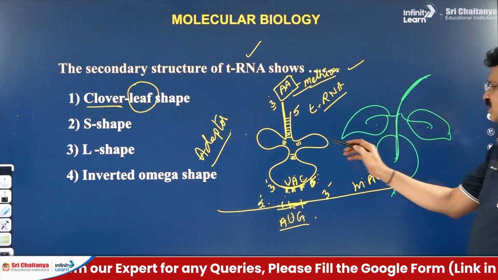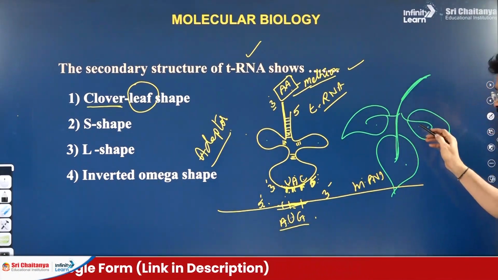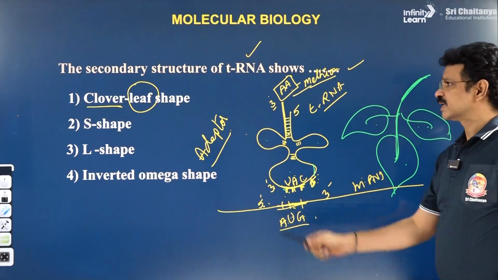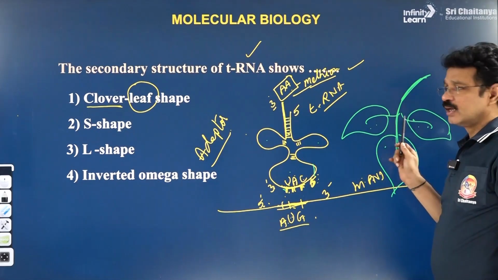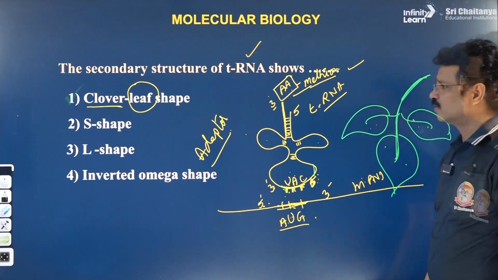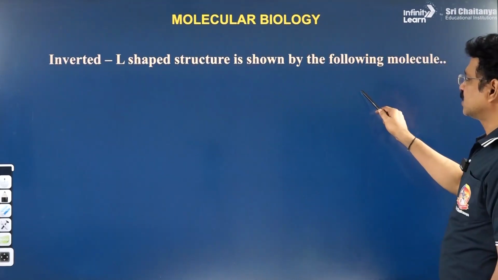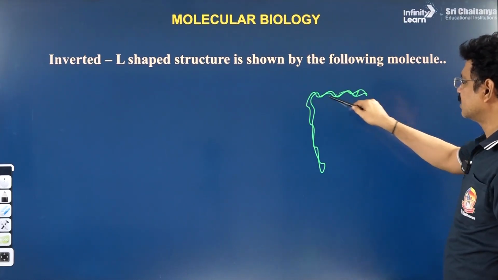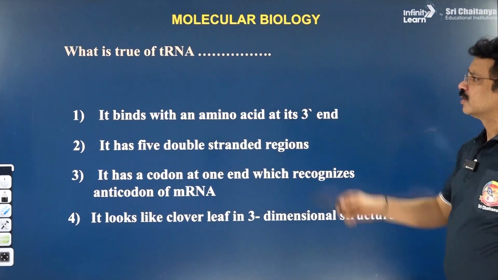These 2 leaflets resemble 2 lateral loops of tRNA. The terminal leaflet of this leaf is representative of this anticodon. So the secondary structure of this tRNA resembles the leaf of the plant clover, hence it is also called the clover leaf shape or the clover leaf model. Okay, for this question, the right answer is the first option. But the tertiary structure of tRNA appears like an inverted L. It's an inverted L. What is the correct thing about tRNA molecule?